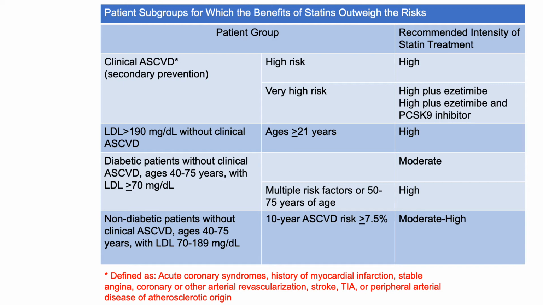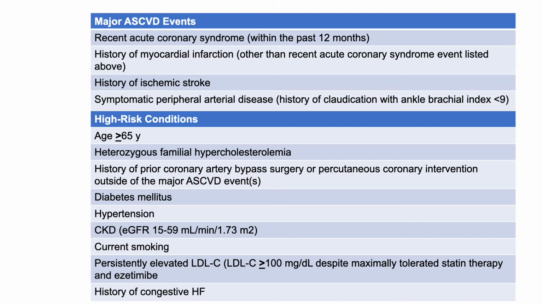These are the four groupings of benefits of statins. So you have to know these four backwards and forwards. I think there's probably 2 or 3 questions that give you a scenario, and then you have to pick which drug to give. So you need to know these 4 classes. These are the definitions of which are major ASCVD events and then which are high-risk conditions.